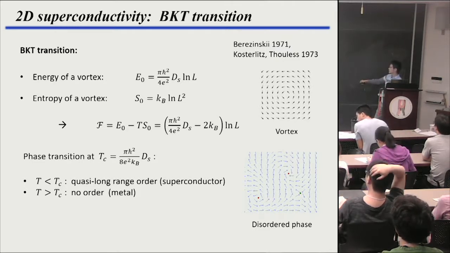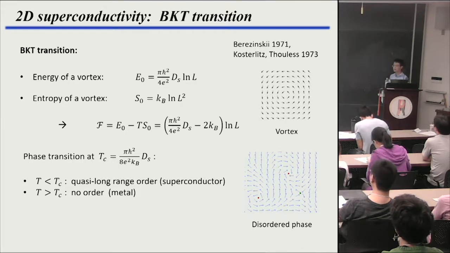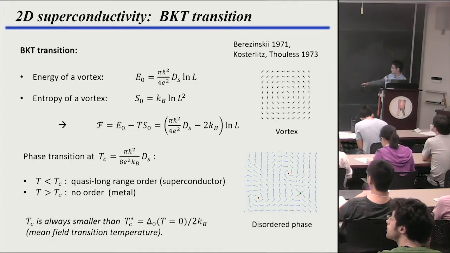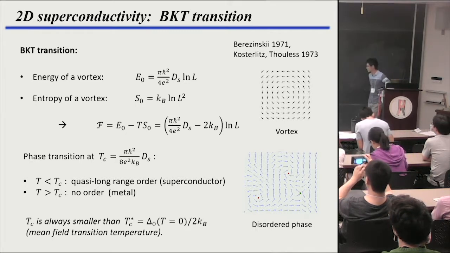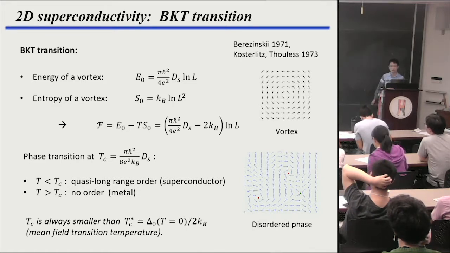Basically, for temperatures smaller than Tc, vortices are not preferred. So you get a kind of ordered state, but it's actually not a long range order. It's a quasi long range order. But for a temperature higher than Tc, vortices just proliferate, and you get no long range order. And in that case, you just get a metal. In general, this Tc, the BKT temperature, will be smaller than the mean field superconductivity temperature. The mean field temperature is just your zero temperature pairing divided by 2 kB. So in general, superconductivity is reduced in two dimensions by fluctuations.